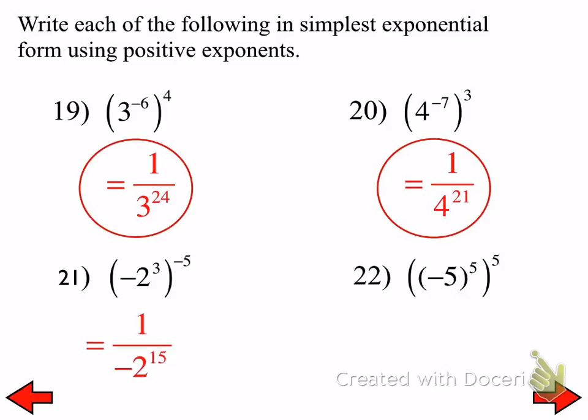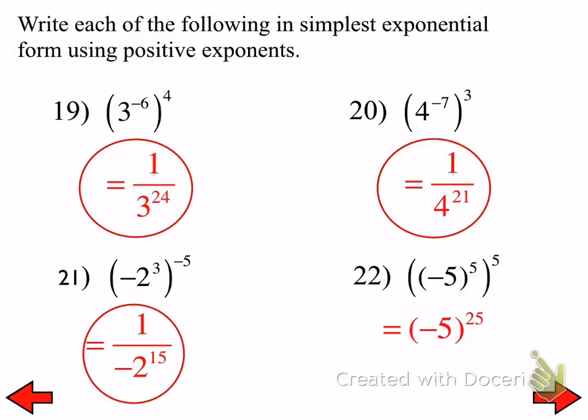21, 1 over negative 2. Notice the negative 2 is not in parentheses to the positive 15th power. 22, this one is in parentheses. We have negative 5 in parentheses to the 25th power. Okay? So we're going to look at a couple more problems before we finish.